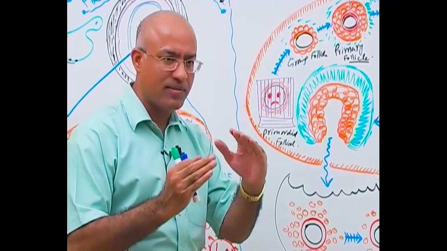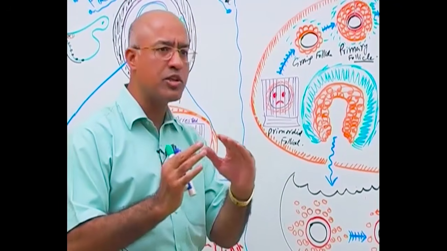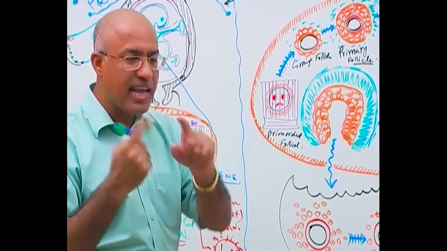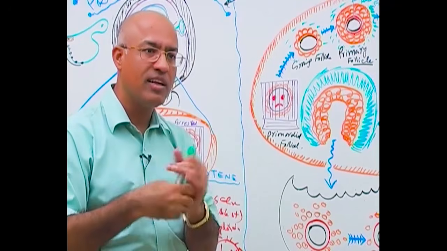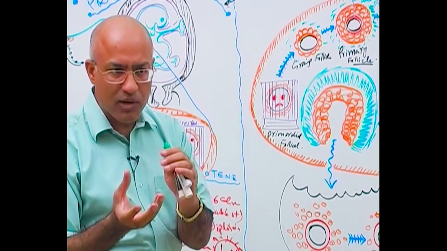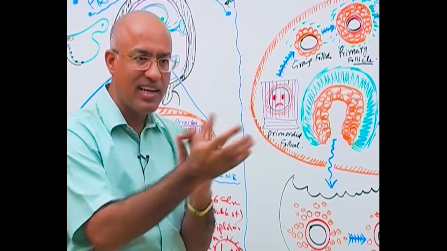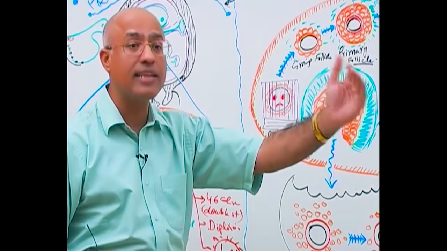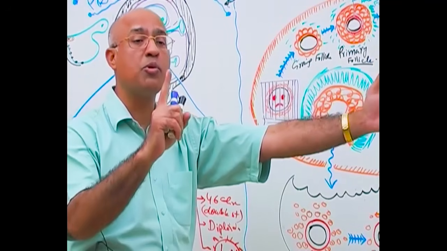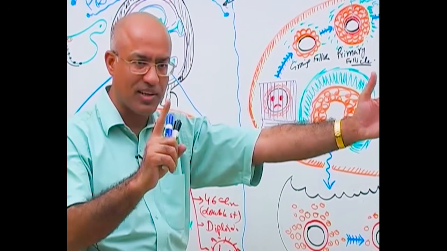Up to puberty, all primary oocytes remain in the diplotene stage. Then every monthly cycle, some of the primordial follicles will be activated into growing follicles, and then primary follicle, and then secondary follicle, and then the mature secondary follicle will be only one, that is the Graafian follicle.